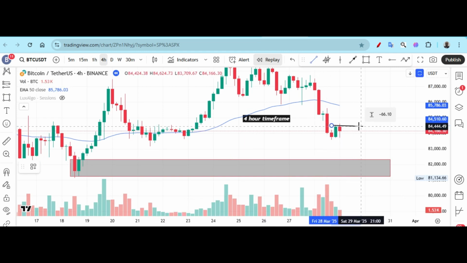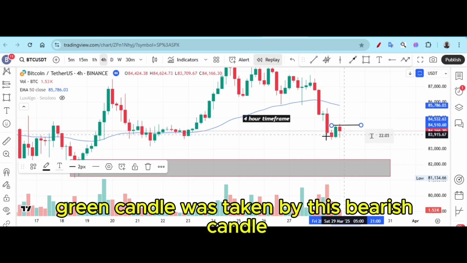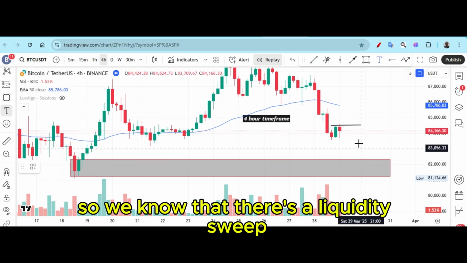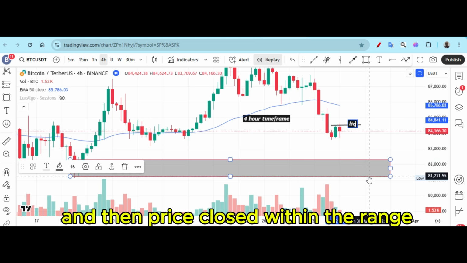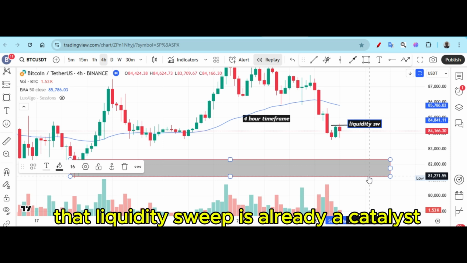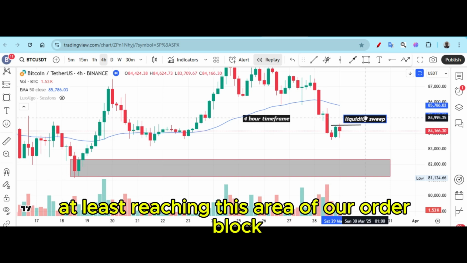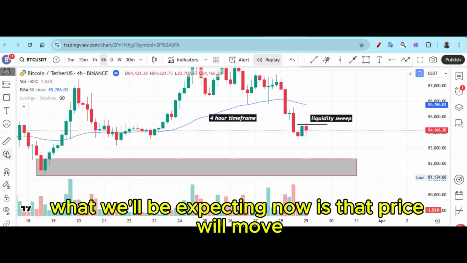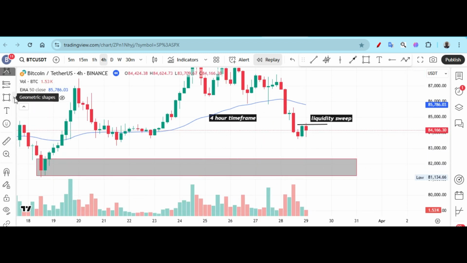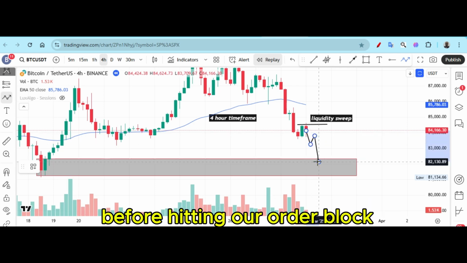And so we can see that the recent high of that bullish green candle was taken by this bearish candle. So we know that there's a liquidity sweep. So price took the high, and then price closed within the range. So we can see that that liquidity sweep is already a catalyst to tell us that price may go lower, at least reaching this area of our order block. So now what we'll be expecting is that price will move in this way. Price will move in this motion before hitting our order block.